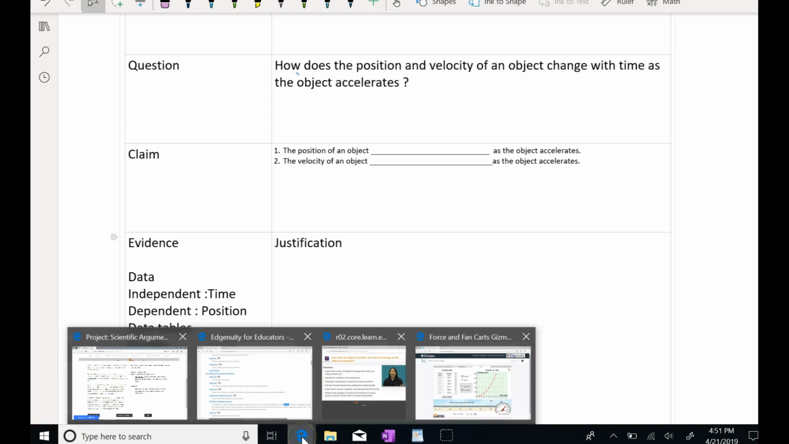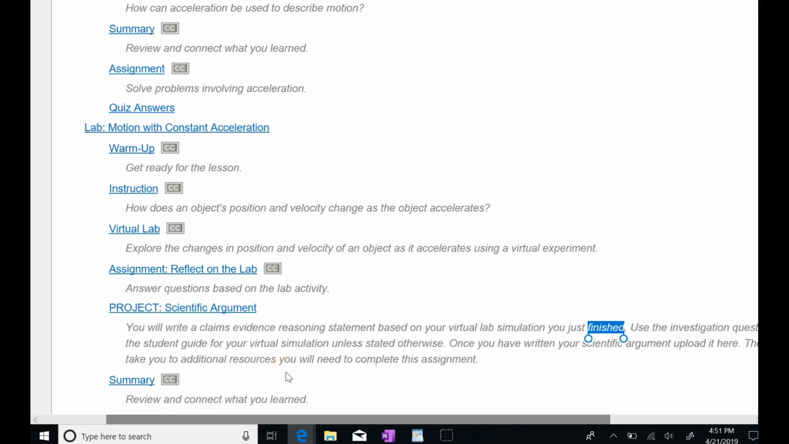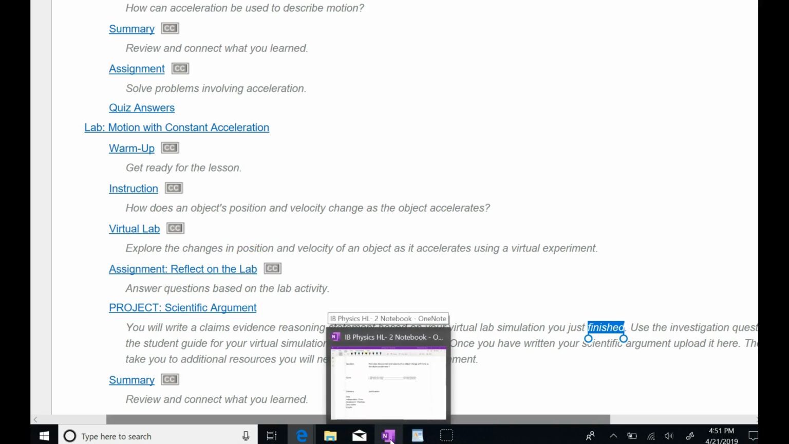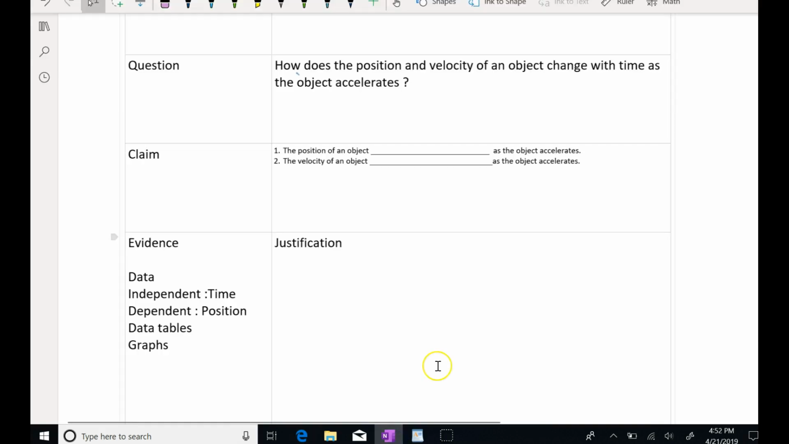To go back again to just reiterate, the scientific argument is always based on the virtual lab you completed in that section, and it is very likely that you will already see the question written out for you in that lab section, so you follow that and fill up the other sections. Hope this would help you complete your CER report. If you have any questions, please do not hesitate to reach me.